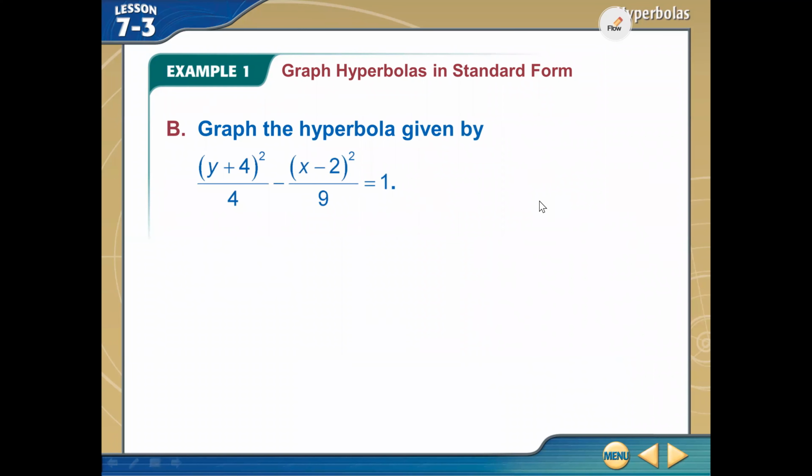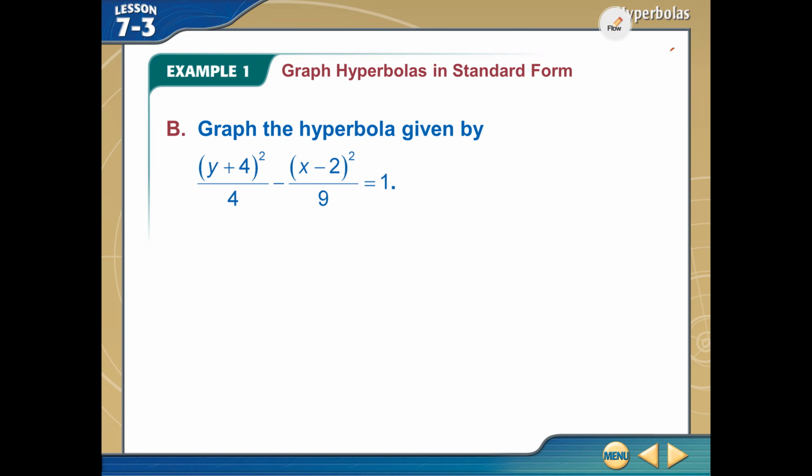Who can help me to solve this problem? You start the problem like Hussein in the previous one. I have here (y plus 4) squared over 4 minus (x minus 2) squared over 9 equals 1. I have Nawaf.